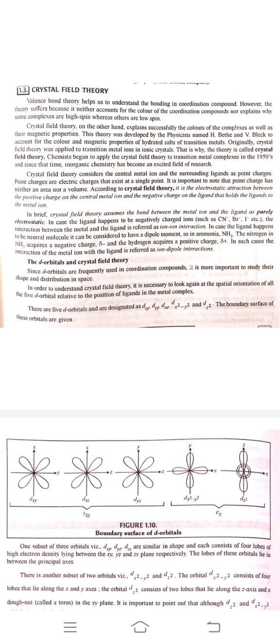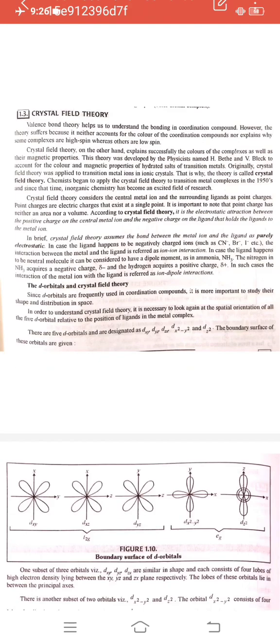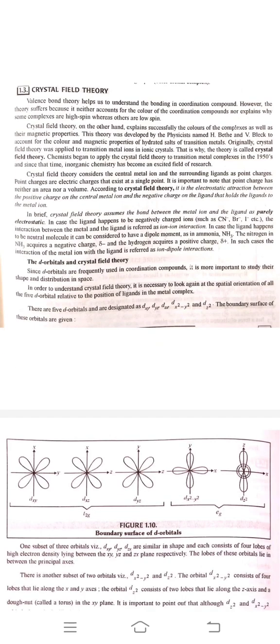Today we will read crystal field theory from the book of Inorganic Chemistry of Pradeep's Publication. Valence bond theory helps us to understand the bonding in coordination compounds. However, the theory suffers because it neither accounts for the color of the coordination compounds nor explains why some complexes are high spin whereas others are low spin.